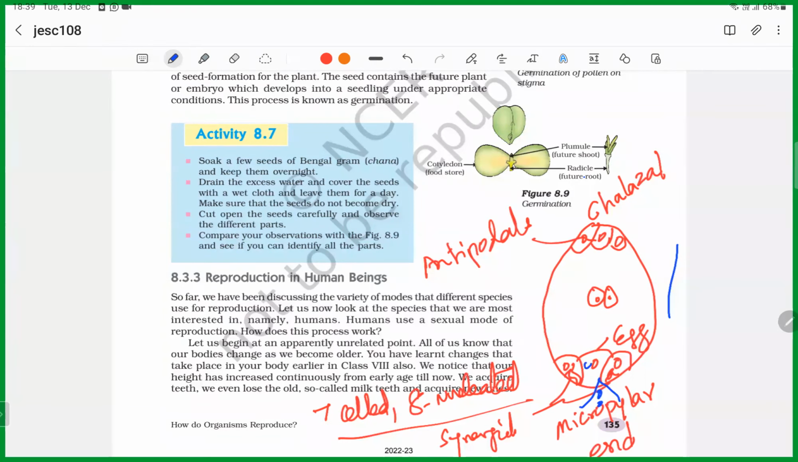One fuses with the egg. This forms what? Zygote, 2n. Here 1n is already there, and 1n plus 1n gives 2n. The zygote forms. And here already 2 nuclei are there, so one more nucleus fuses with this. So this is 3n. Very good.